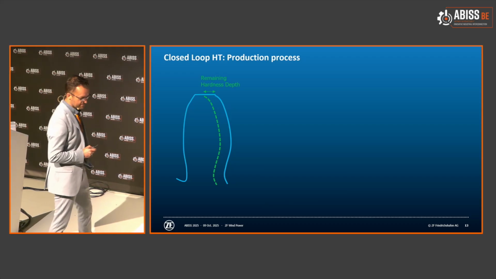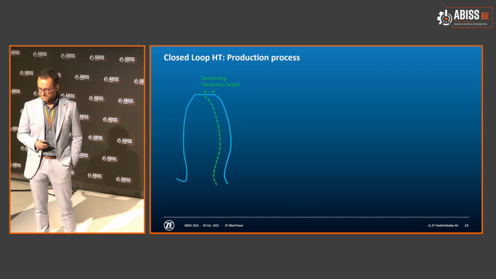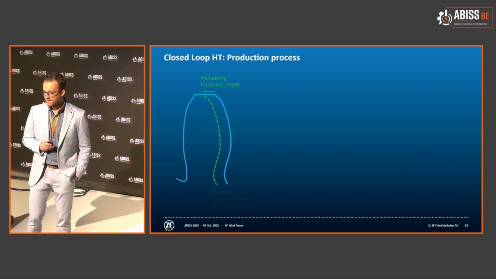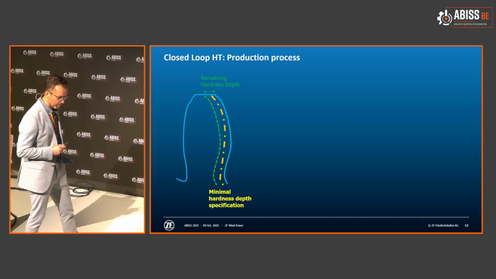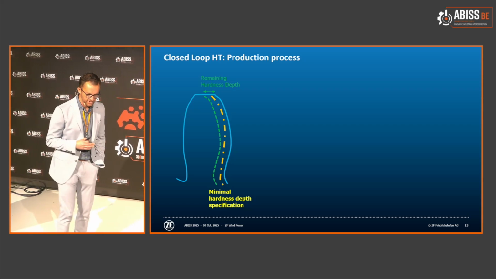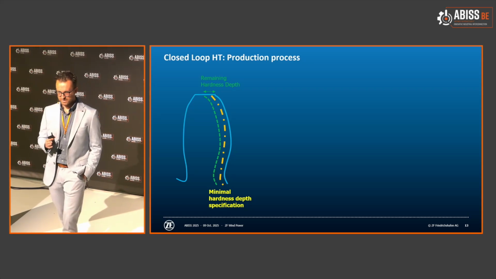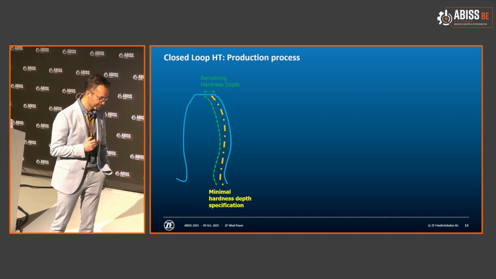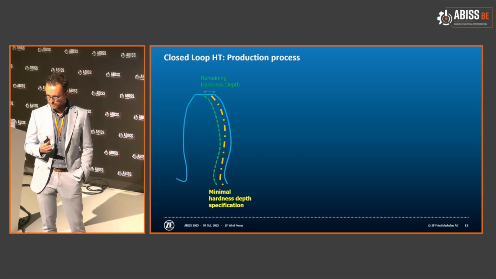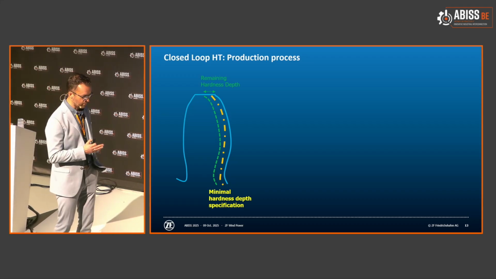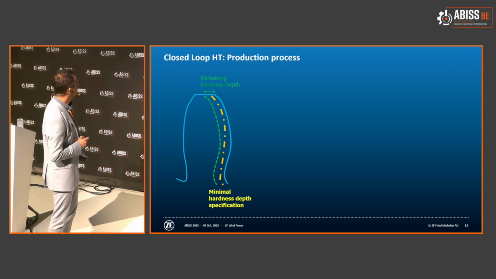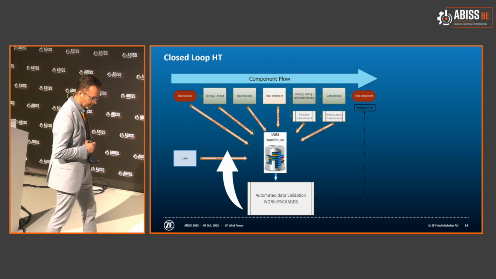But that means that there is a remaining hardness depth which is crucial for the performance of the gear. And that is specified by this yellow line. So we have to make sure that the blue line is always away from the yellow line, but more importantly, that the green line is always further away, further in the material than the yellow line is on this depiction.